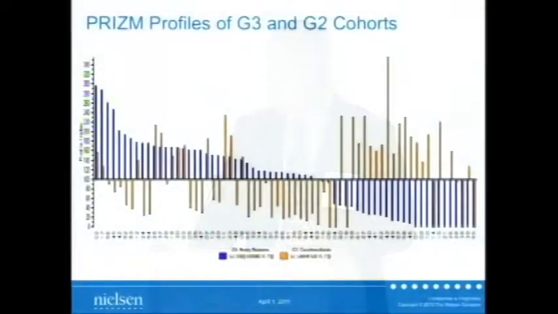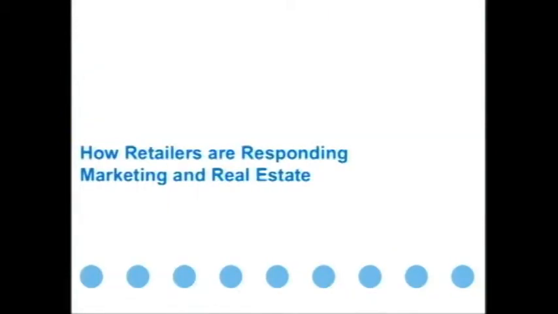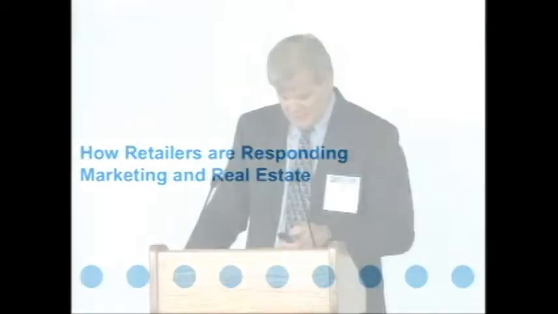Now, just to give you an idea as to how they compare, when you look at prism profiles of the G2s and G3s, you can see quite a stark contrast in terms of what segments are represented by the G2s, which is represented in the yellow spike, in contrast to the G3s. As you can see, there's quite a different contrast between those two cohorts when you look at the prism. Now, how retailers are responding to this is quite dramatic.